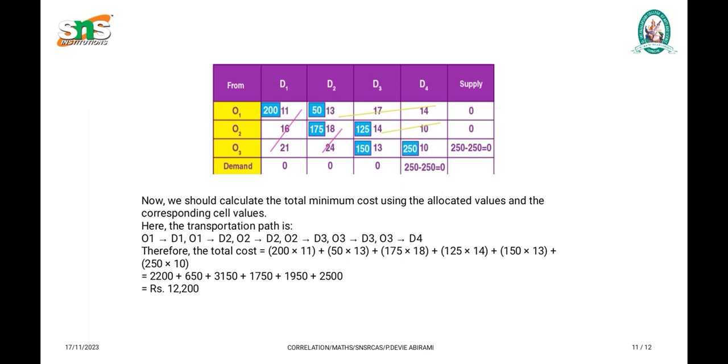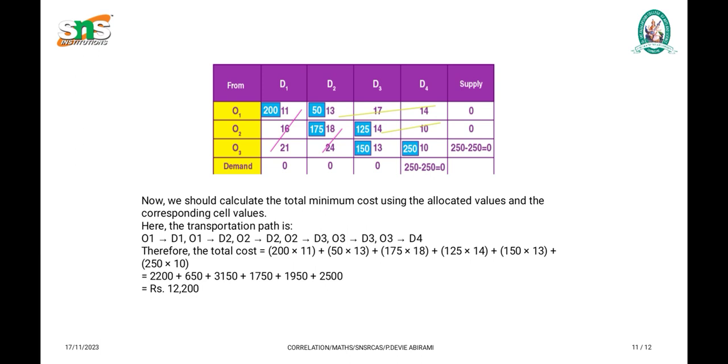And also you can check the non-degeneracy. m plus n minus 1 should be equal to the number of allocations. In that, the total number of allocations is 6 and m plus n minus 1 is also 6. If it is equal, we can conclude that it is a non-degenerate solution. And the transportation cost you can also find.